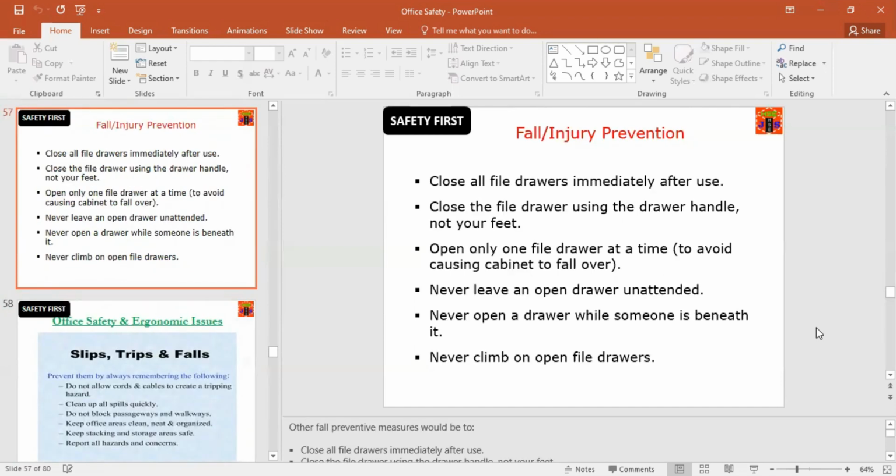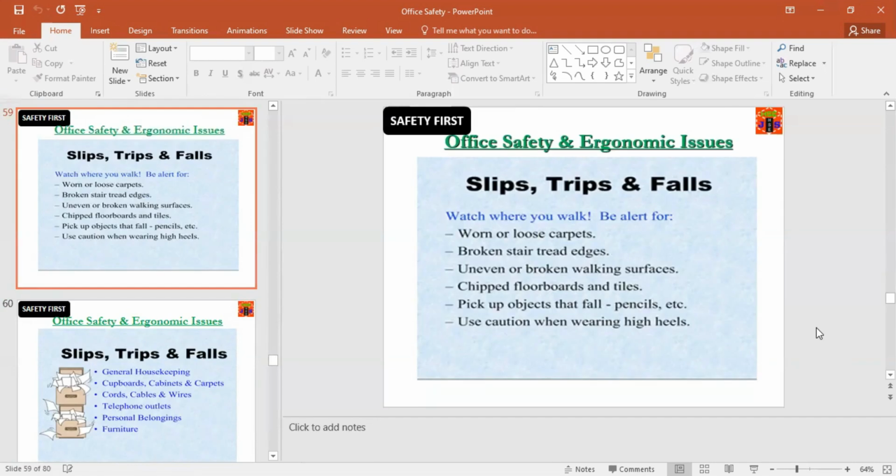Close all file drawers immediately after use. Close the file drawer using the drawer handle, not your feet. Open only one file drawer at a time to avoid causing the cabinet to fall over. Never leave an open drawer unattended. Never open a drawer while someone is beneath it. Never climb on open file drawers, to avoid slips, trips, and falls.